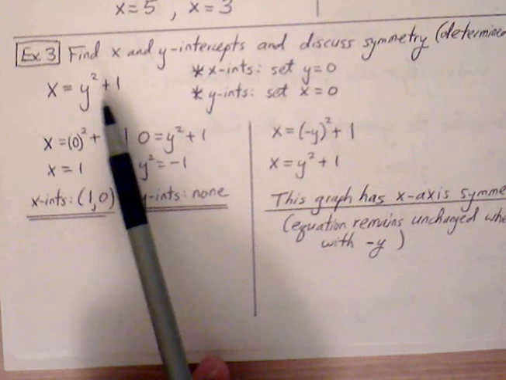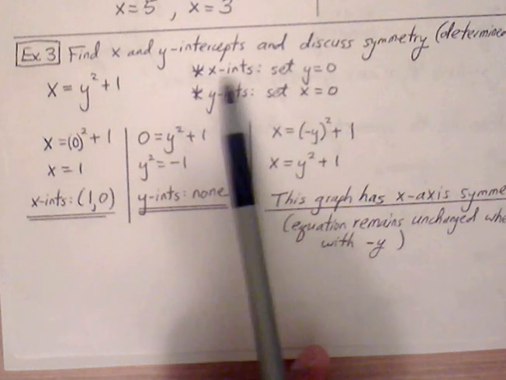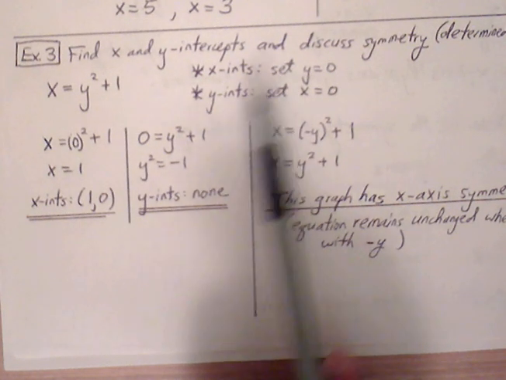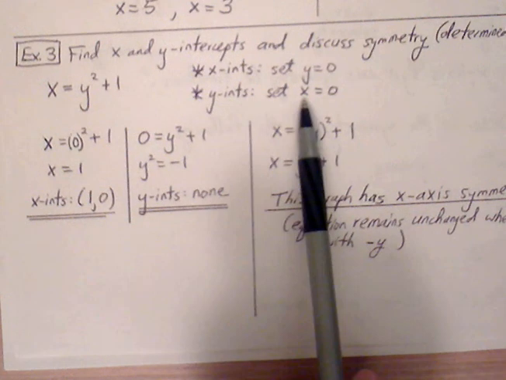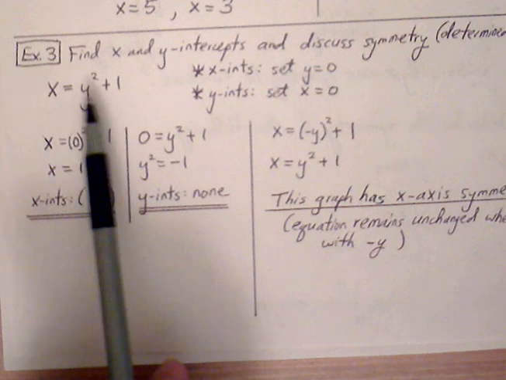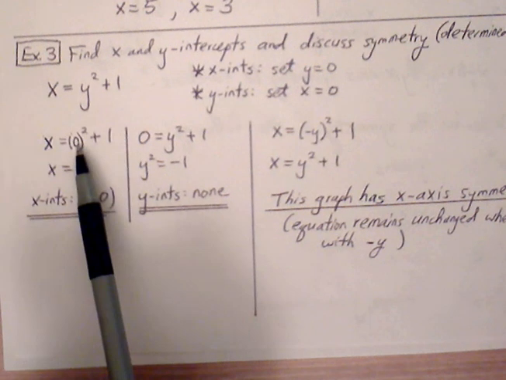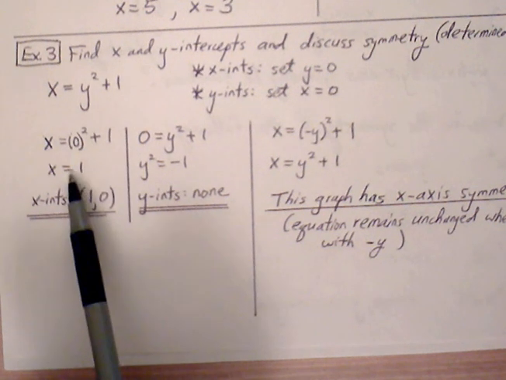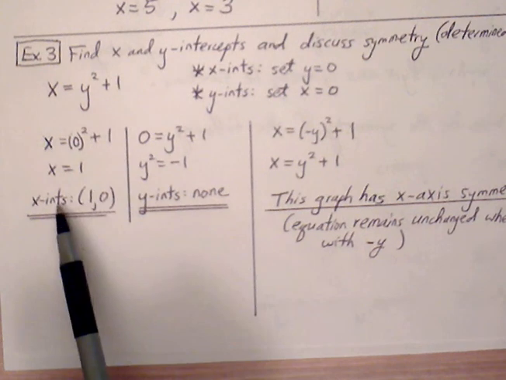And to recall, for x-intercepts, we simply set y equal to 0. To find the y-intercept, replace x with 0. So first I'm going to try and find x-intercepts. So replace y with 0. I'll get 0 squared plus 1, so x equals 1. So therefore my x-intercept is simply (1, 0).